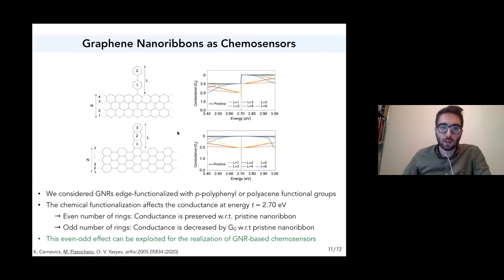In the sense that when you have an even number of rings, the conductance is fully preserved with respect to the pristine nanoribbon, whereas when you have an odd number of rings, the conductance is decreased by the conductance quantum G0 as compared to the pristine nanoribbon. Of course, this does not happen in the full conductance spectrum. This just happens at a specific energy, which is t, the hopping integral between the pi orbitals in the carbon-based system. So overall, we have proposed that this even-odd effect may be exploited for the realization of a sensor in which you can somehow detect the number of aromatic rings which are attached to the hosting graphene nanoribbon.